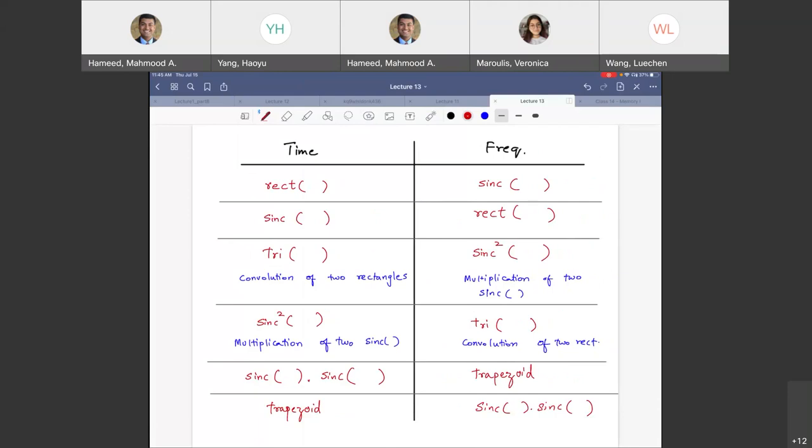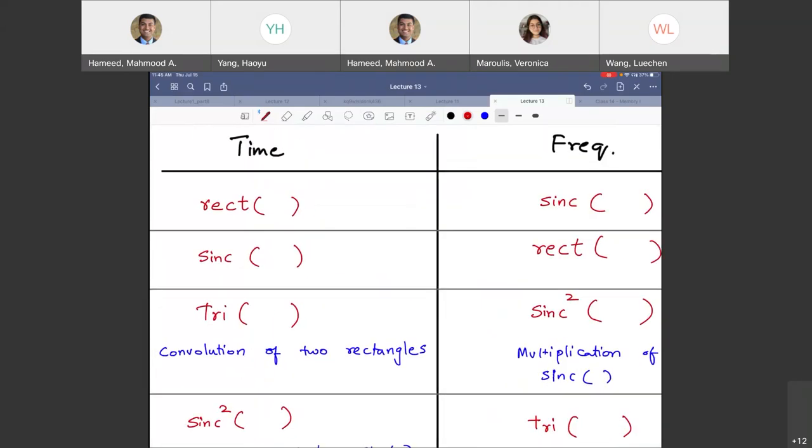Now, look at the third one. If you have a triangle signal in the time domain, my claim is that you have a sinc squared in the frequency. Do you agree with that? Because the triangle you make by convolving two rectangles. The Fourier transform of rectangles are sincs. If you are doing a convolution in time, you are multiplying in frequency. You are multiplying two sincs that are the same. So you get a sinc squared function. Next.